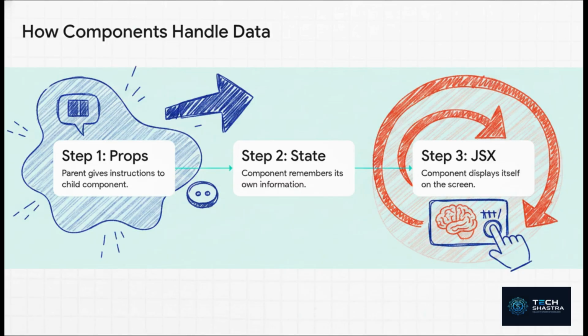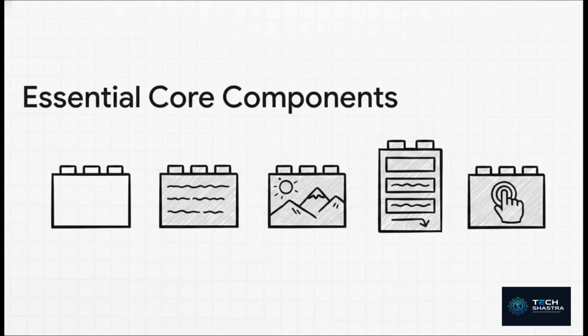So props come from the outside, state is internal. You have to know the difference. So, what are some of these Legos that React Native just gives you for free?